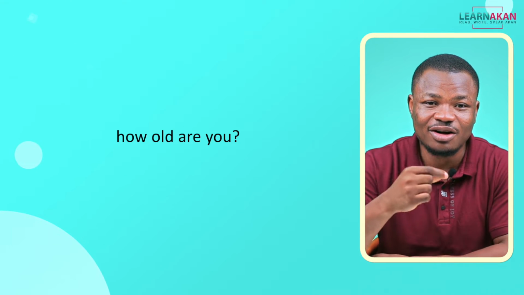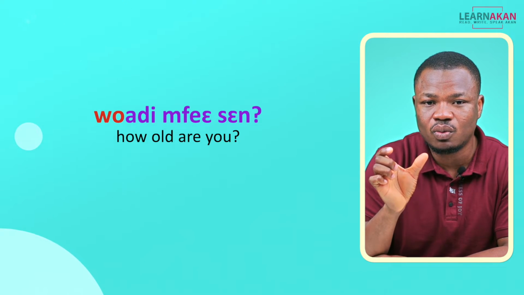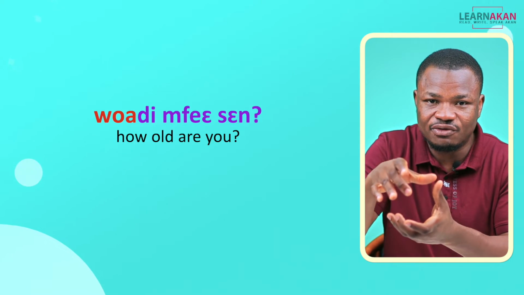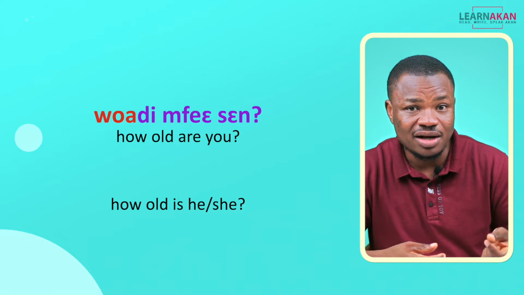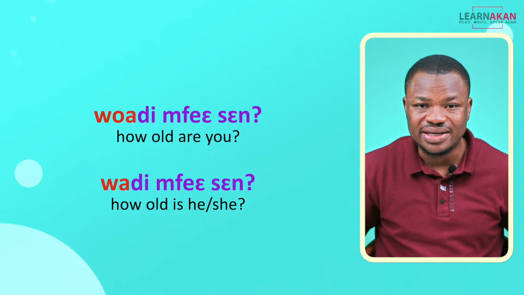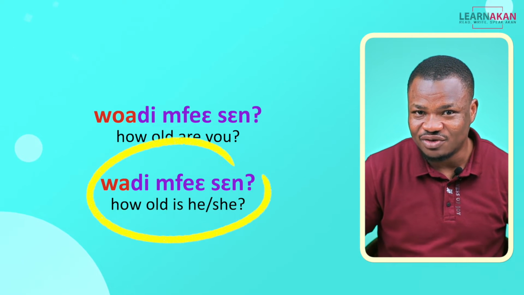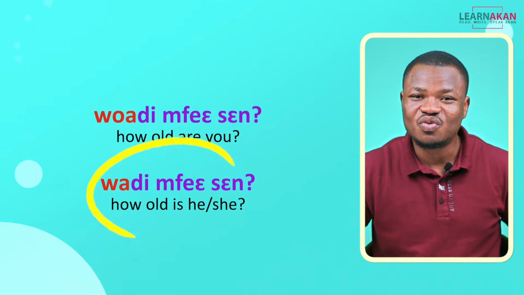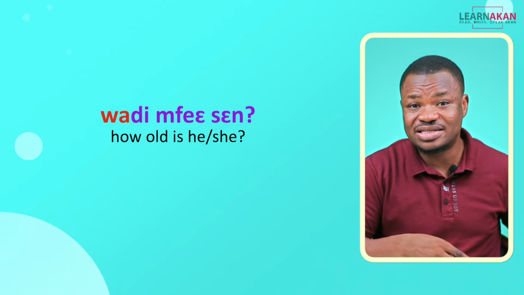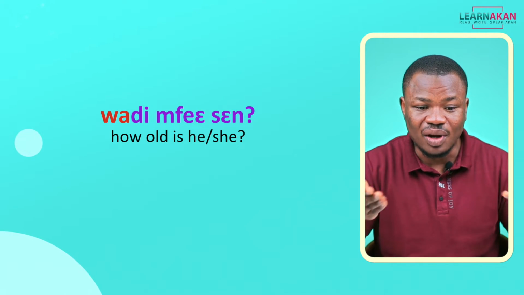So the first one, how old are you, is wedi mfie saying. It starts with a wo and then moves towards the a. And then for the second one, how old is he or she, it's wedi mfie saying. So the difference is between the wedi and wedi. You would use this if, for example, you don't know the person's name, or let's say you know the person's name but you don't want to use it. Then you can use the pronoun version. Wedi mfie saying. Okay?